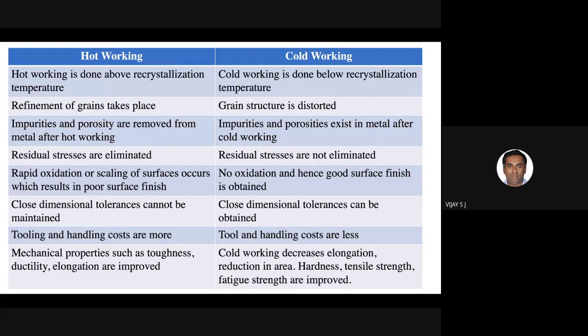Now we are going to use the same kind of process for a higher temperature. That is the material we are changing, for higher temperature. Now we are going for a material which is 2500 rupees per kilogram. So the property is very high, so the cost of the metal is also high. That is the reason your tooling and handling cost is going to be very high. But whereas in cold working, the tooling and handling cost is less.